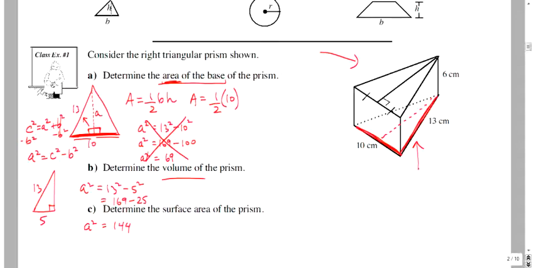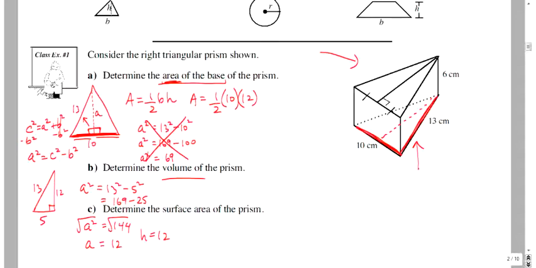How do I find out what A is? What's the square root of A squared? A. Whatever you do to one side, do to the other side. A is 12. That's my height. Okay? Height is 12. So the area of the base, finally, 1/2 base times height, 1/2 times 10 times 12.